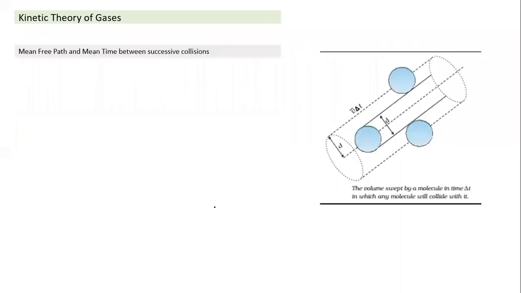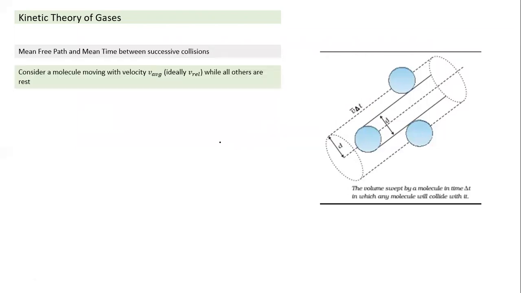Now there's one more thing which is called mean free path and mean time between successive collisions. Let's understand that part also. Even that part, of course, you can do in terms of formula, but the second part is understanding the formula as well. Let's understand what we assume when the collision is taking place.